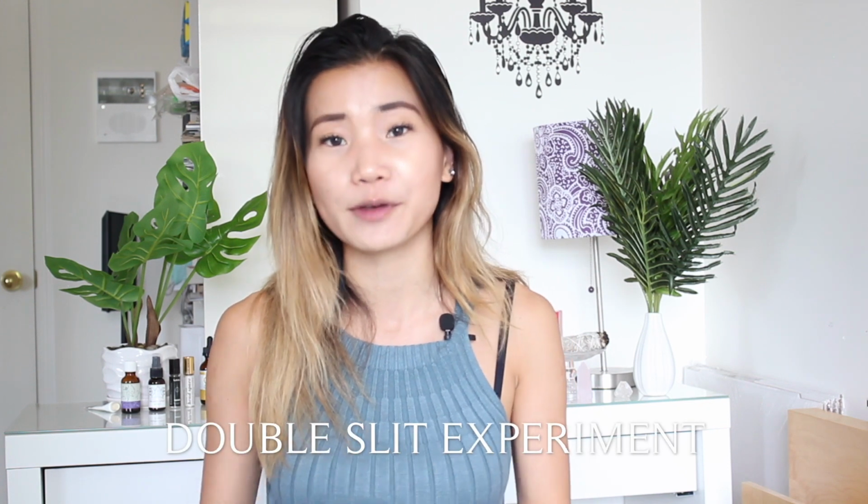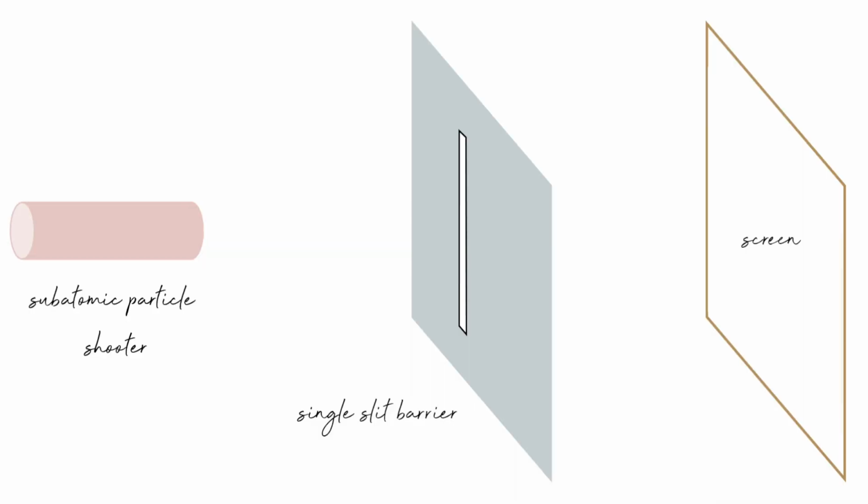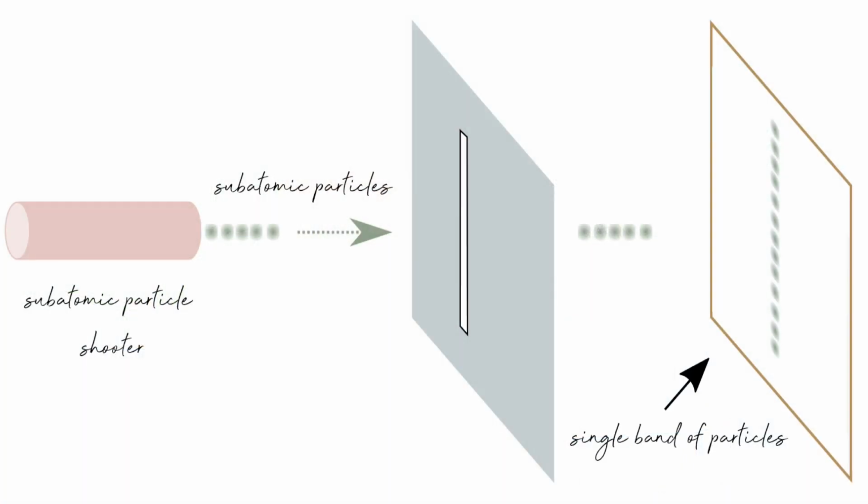An infamous experiment in the quantum physics world that illustrates the behavior of these subatomic particles is known as the double slit experiment. This was first performed in 1801 by physicist Thomas Young. Now, before we get into the details of the double slit experiment, let's first consider what happens with a single slit. So the setup of this experiment is to have a shooter of subatomic particles, a barrier with a single narrow slit, and a screen at the end. So what happens if we were to shoot subatomic particles through this barrier with a single slit? We would expect to see a single band of subatomic particles to end on the screen at the end, right? That makes a lot of logical sense.